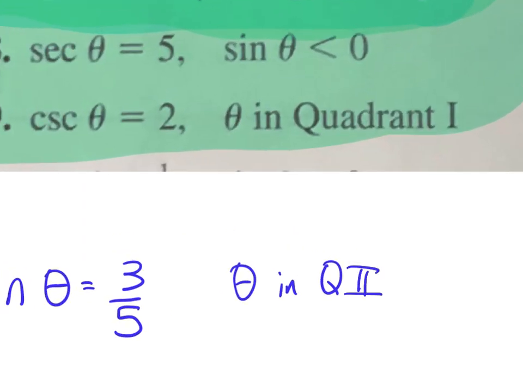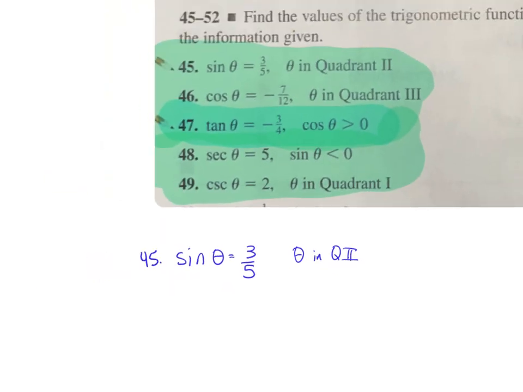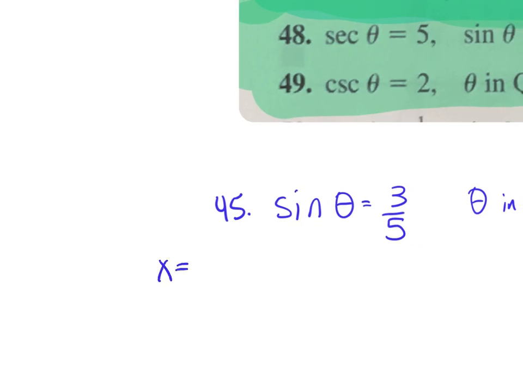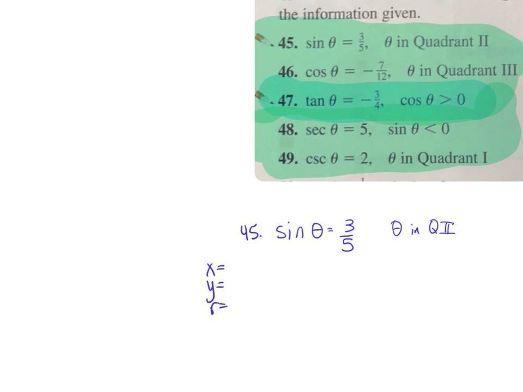All right, now you have a lot of information just given to you. We know that we need to find the x value, the y value, and the r value. Well, we're given already 2 pieces of information. I also know that this angle lies in quadrant 2. So the signs in quadrant 2: my x value is negative, my y value is positive. So I can say here, x is negative and y is positive. When they tell me sine, they're giving me y over r. So I know y is 3 and r is 5.